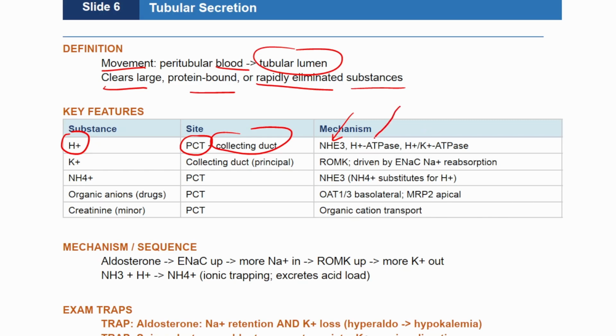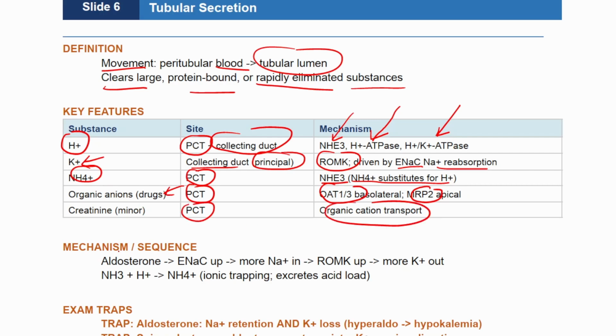The hydrogen ATPase pump, and the potassium for systemic phase regulation. Potassium is secreted exclusively in the principal cells of the collecting duct through ROMK, driven directly by sodium reabsorption through the sodium channel. Ammonium is synthesized in the proximal tubule, where ammonia binds hydrogen ion to facilitate ionic trapping. Organic anions, including many common drugs, are transported in the basolateral and apical pumps, while cations are cleared via organic cation transport.